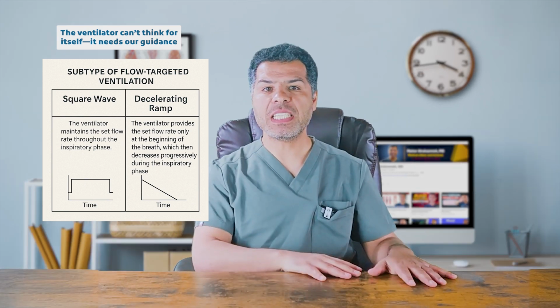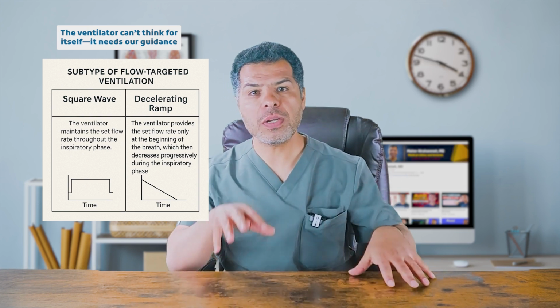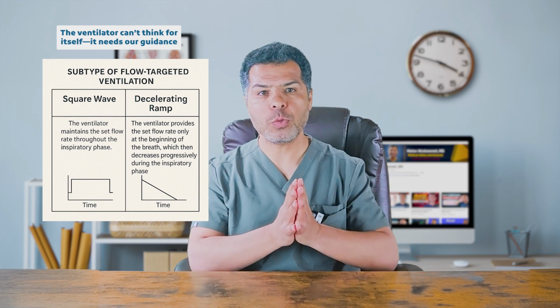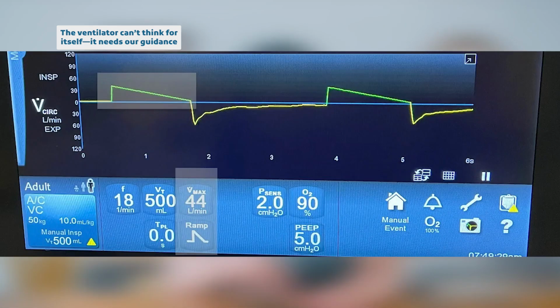In clinical practice, we primarily use the decelerating ramp flow curve, as it generally results in a lower peak inspiratory pressure compared to, of course, the constant square flow pattern. Take a look at this flow target on the ventilator screen. The green curve shows the decelerating ramp flow pattern. And on the bottom info panel, the flow target is set at Vmax 44 liter per minute with the ramp type set to decelerating ramp.